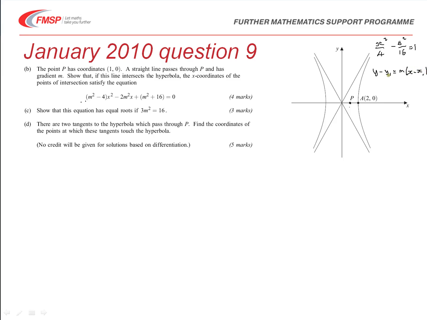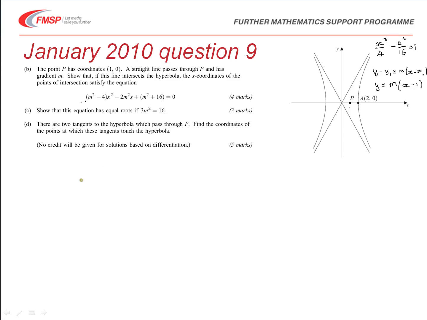So in this case y1 is 0 and x1 is 1, so this will just become y equals mx minus 1. So that form, the general form of a straight line, if you're given the gradient and a point, is particularly helpful. To find this equation that has to be satisfied, we need to substitute y equals mx minus 1 into our equation of the hyperbola and then simplify it.